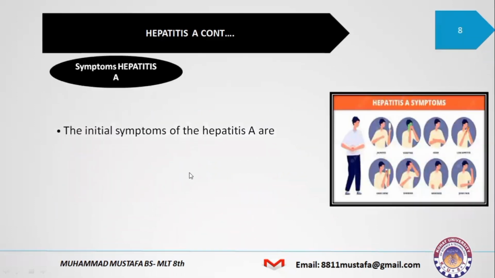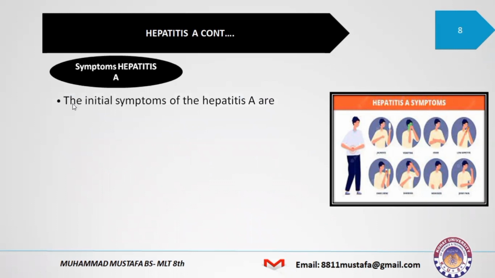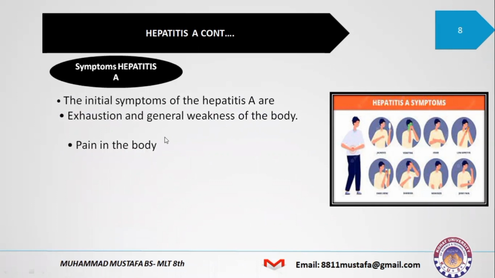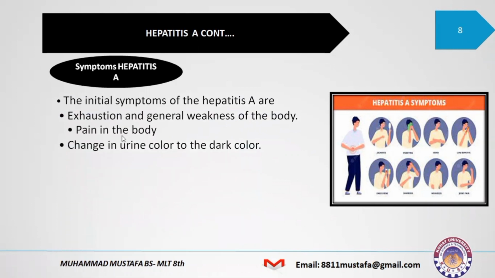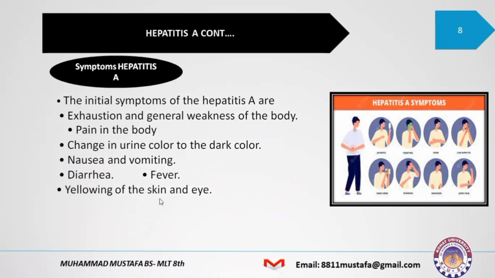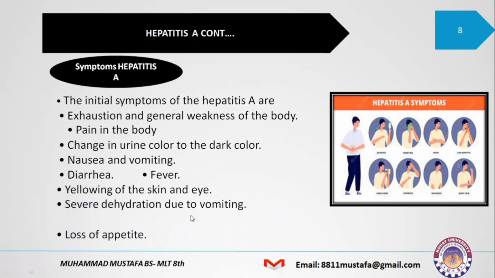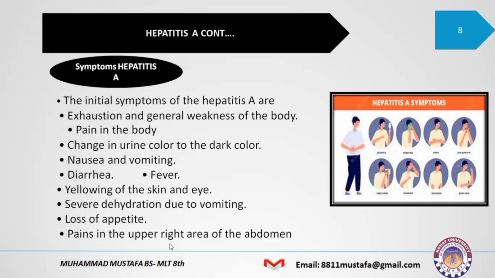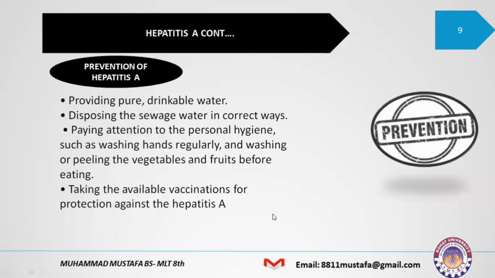Symptoms of hepatitis A. The initial symptoms of hepatitis A include exhaustion and general weakness of the body, pain in the body, change in urine color to dark, nausea and vomiting, diarrhea and fever, yellowing of the skin and eyes, severe dehydration due to vomiting, loss of appetite, and pain in the upper right area of the abdomen.